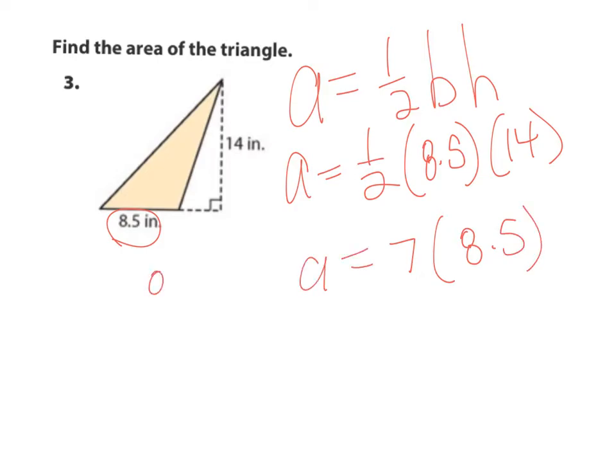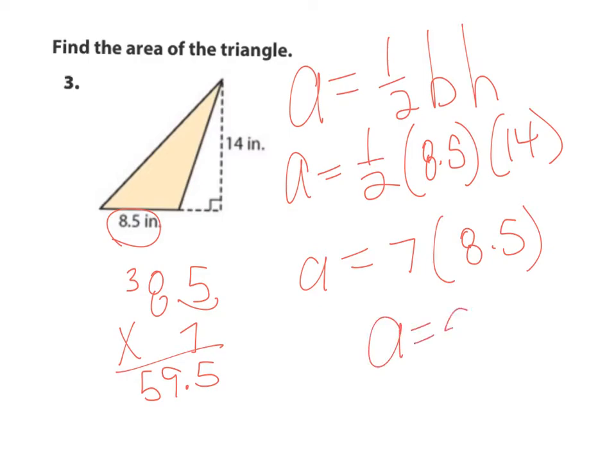So I'm going to do 8.5 times 7. 7 times 5 is 35. Carry the 3. 7 times 8 is 56, plus 3 is 59. I got 1 decimal point, and my answer is area equals 59.5. And since we have inches, inches squared.